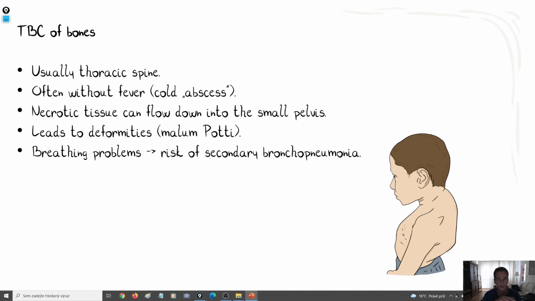As a consequence, the thoracic spine was deformed. It was called malum Potti, and those patients had a lot of breathing problems because the thoracic spine was deformed and the patient couldn't ventilate properly. And they were at risk of secondary bacterial bronchopneumonia, which is quite important because a lot of those patients didn't die of TBC. They died of secondary bacterial bronchopneumonia as a consequence of impaired breathing. So it's good to keep in mind that often the TBC was not the problem, but the deformity was the problem.